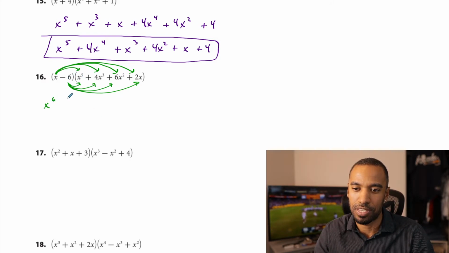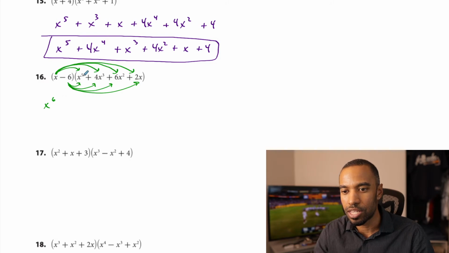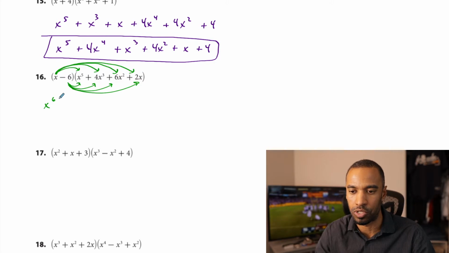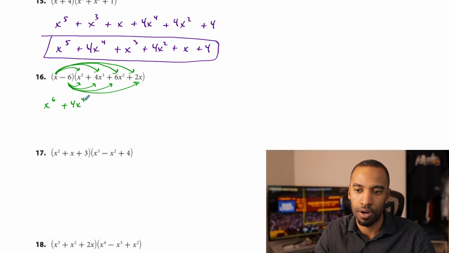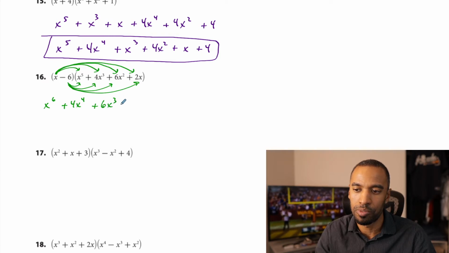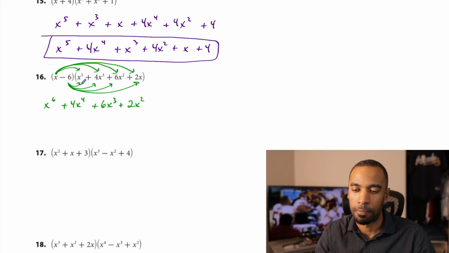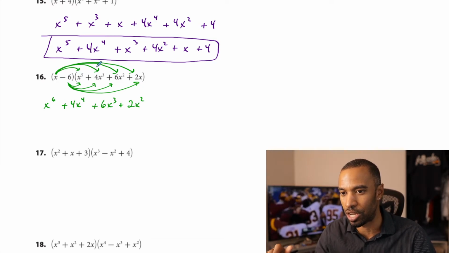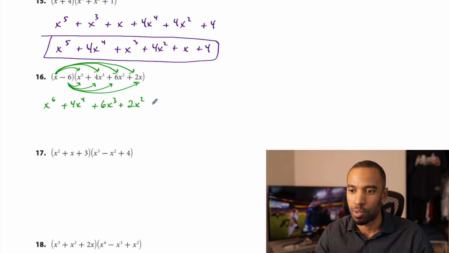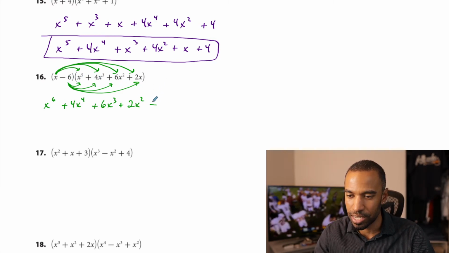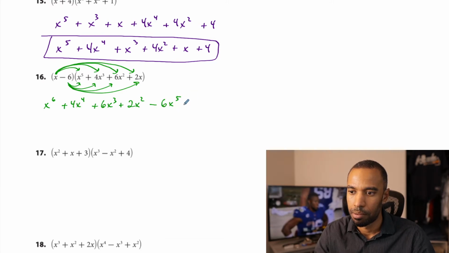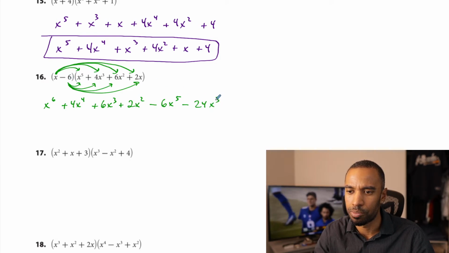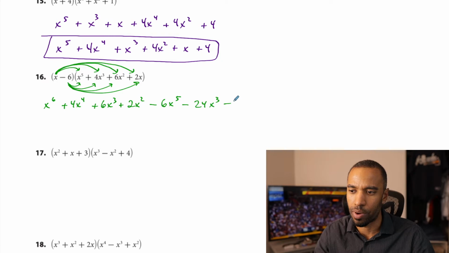X times x to the 5th is x to the 6th. So basically, this x is going to multiply with these, and it's just going to raise this 5 to a 6, this 3 to a 4, this 2 to a 3, and this 1 to a 2. So now I'm going to get plus 4x to the 4th plus 6x cubed plus 2x squared. And then negative 6. Now remember, all these are positive multiplied by this negative. Every sign is going to change right here. So I'm going to get minus 6x to the 5th minus 24. That's negative 6 times 4, 24x cubed, minus, looks like 36x squared.